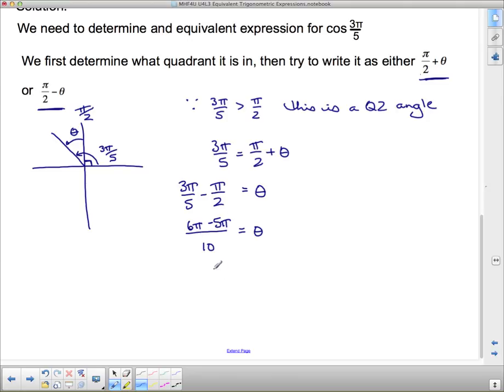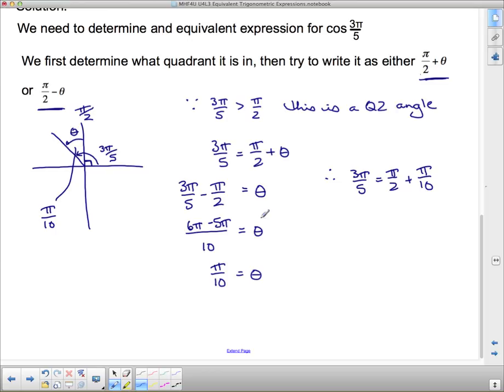So 6 pi minus 5 pi is pi by 10, which is good because I wanted it to look that way. So we can say, therefore, 3 pi by 5 equals pi by 2 plus pi by 10. Because that's what this was. We're finding theta here. So that means this little angle in here is pi by 10.